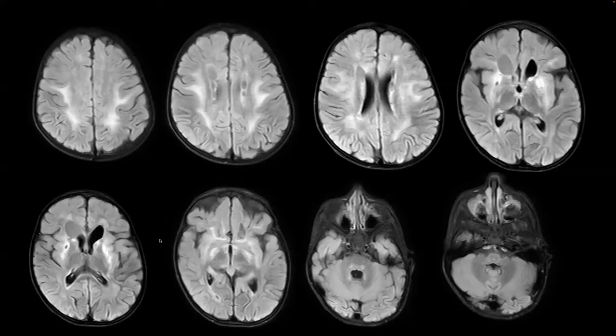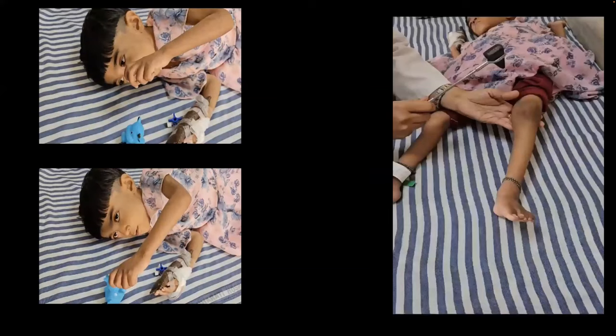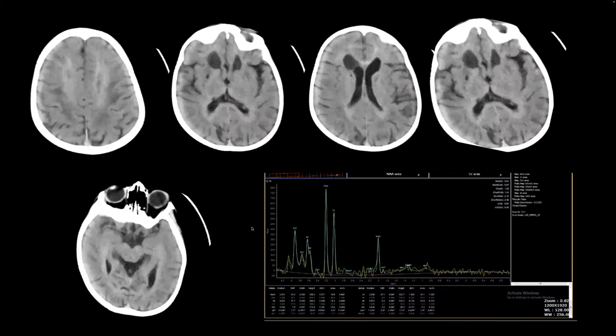Can you show the spectroscopy once more? There is a choline. What was the age? I forgot the age. Krishna, any idea? Seven years, sorry, seven, eight years. So the choline is elevated for a 7-year-old. Is that right, Dr. Vijay?